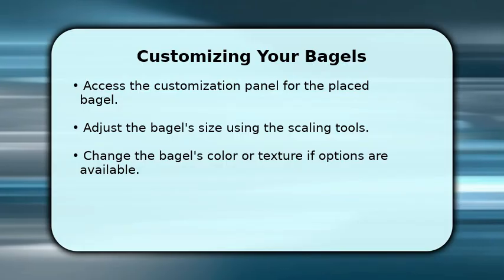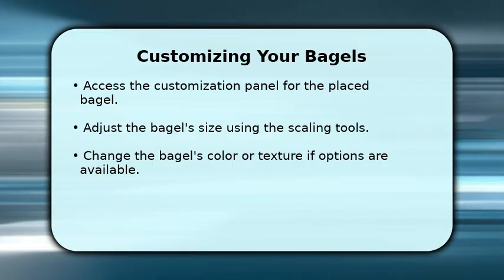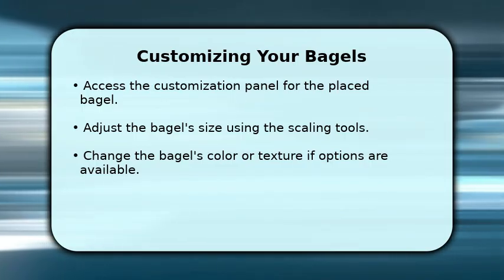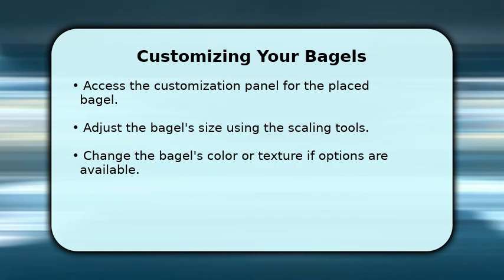Once your bagel is placed, you can easily customize it. Select the bagel to bring up its properties or customization panel. Here, you'll find scaling tools that allow you to adjust its size, making it larger or smaller to fit your scene perfectly. Some versions of the game might also offer options to change its color or texture, giving you even more creative control. Experiment with these settings to achieve the exact look you desire for your virtual baked goods.